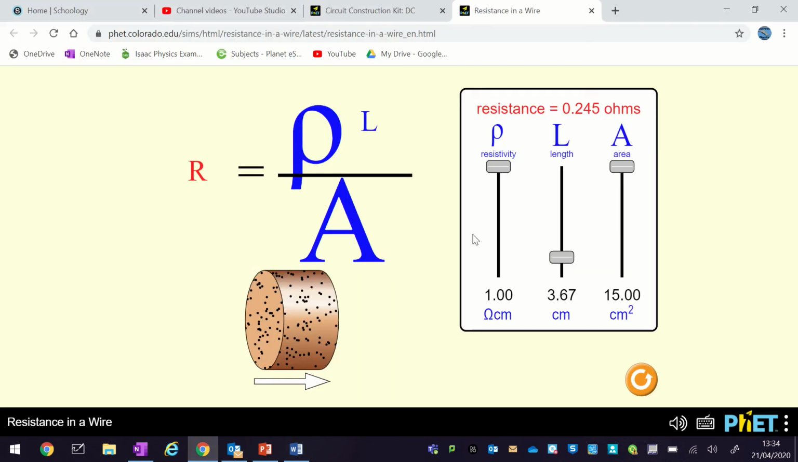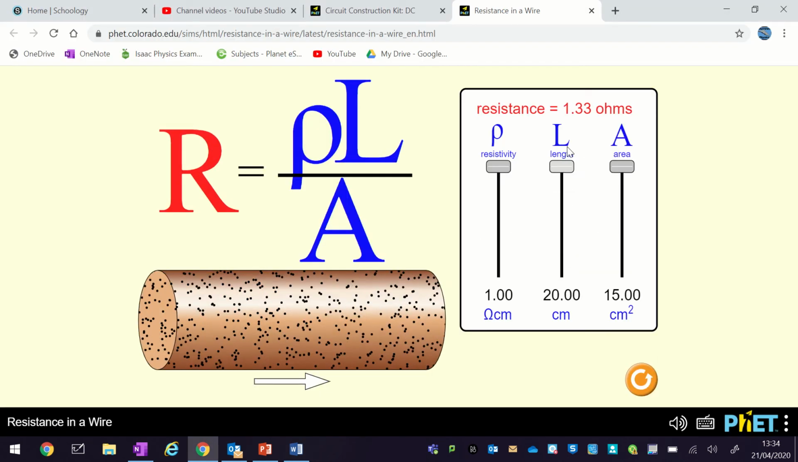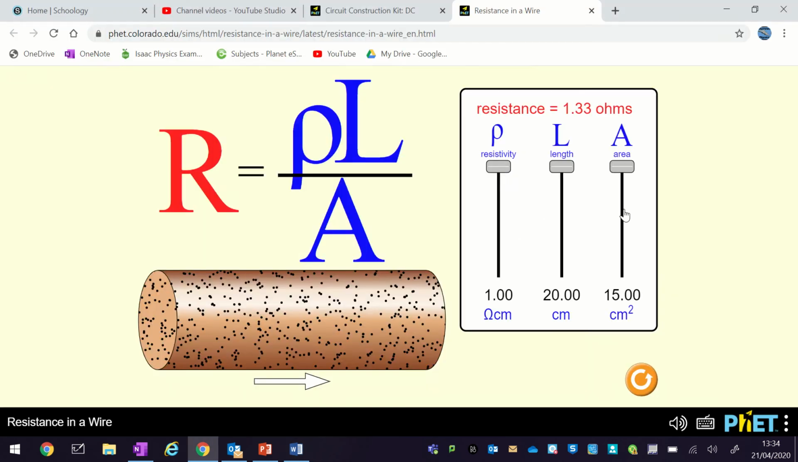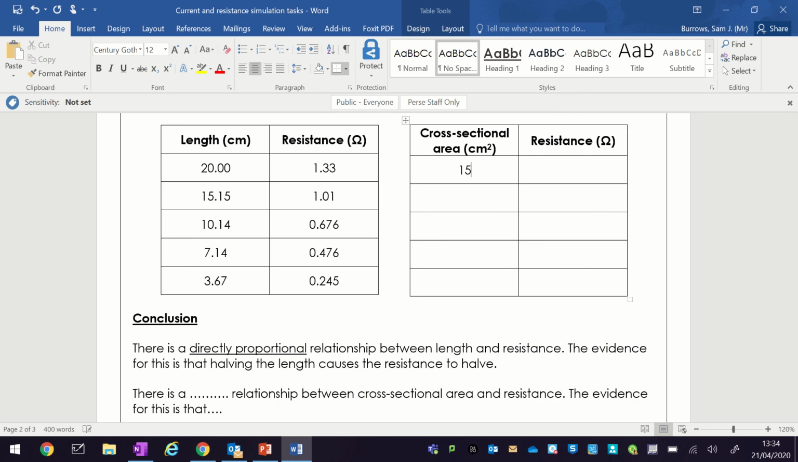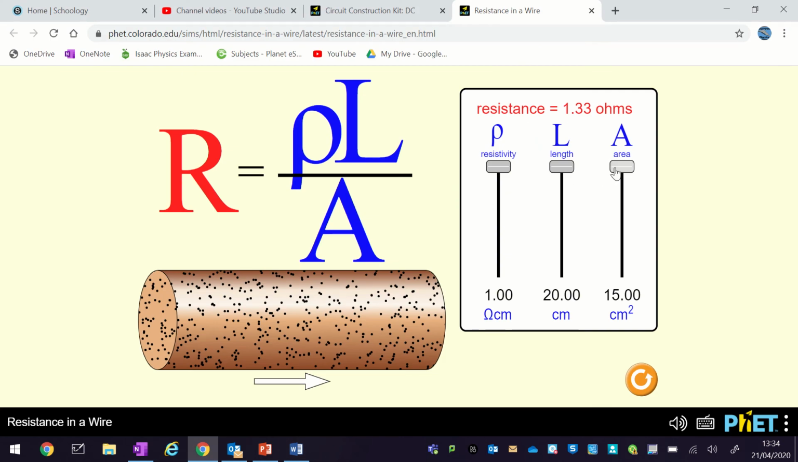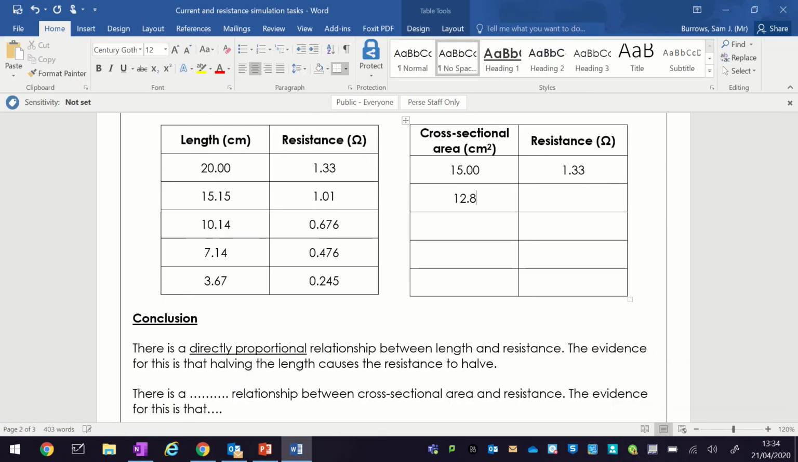Now let's do the same thing for cross-sectional area. Let's put length back up to its maximum. I hope you managed to spot the correction in the table. So our area is 15, resistance is 1.33. Let's get rid of the bold straight away. Boom, 12.85.